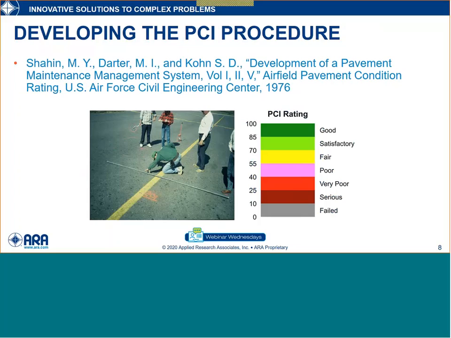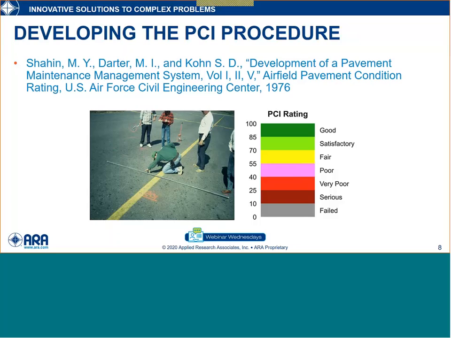So the PCI procedure, again, was developed in the 1970s. The real impetus for that was the United States Air Force wanting to have a consistent way to evaluate and compare the condition of their runways at their Air Force bases throughout the U.S. and around the world. So they convened a panel of pavement experts who looked at a wide variety of different pavements, and they all agreed what condition they were in.